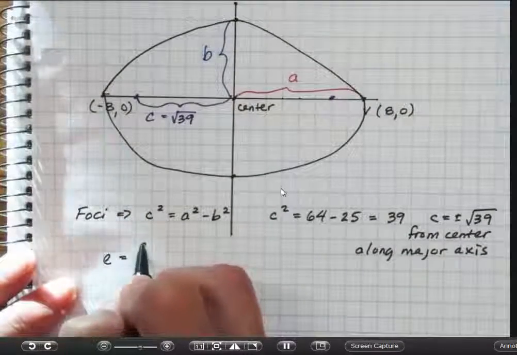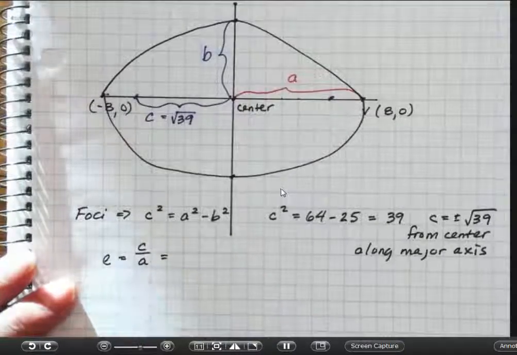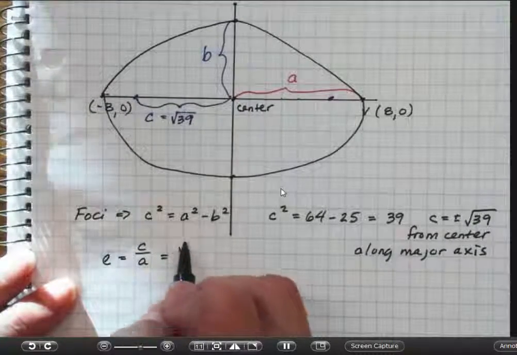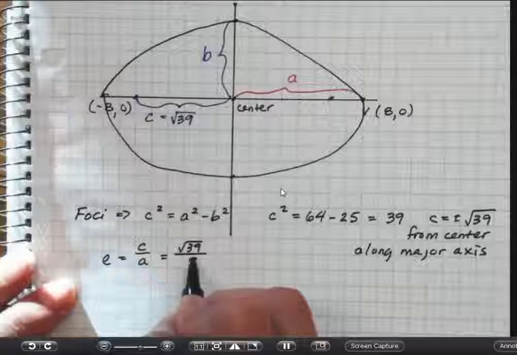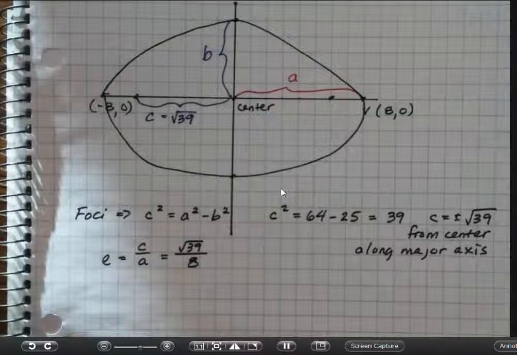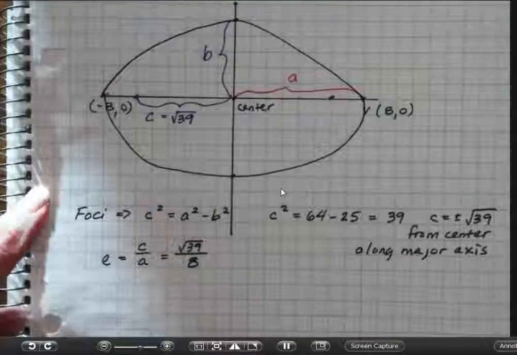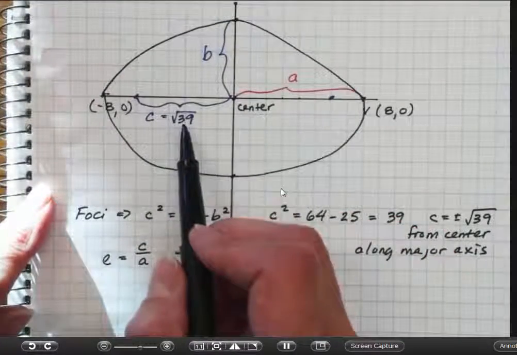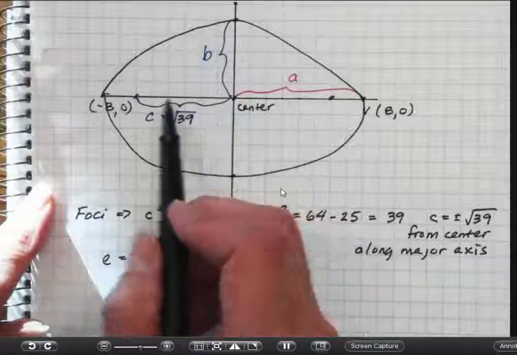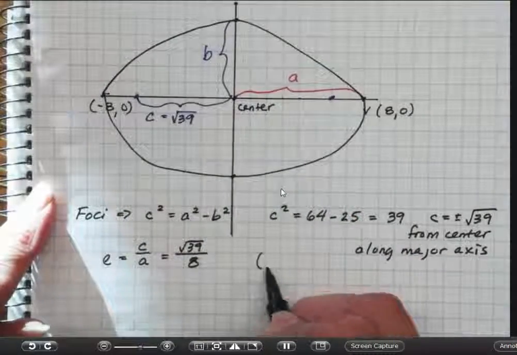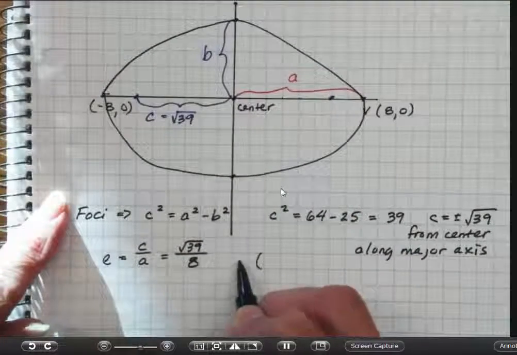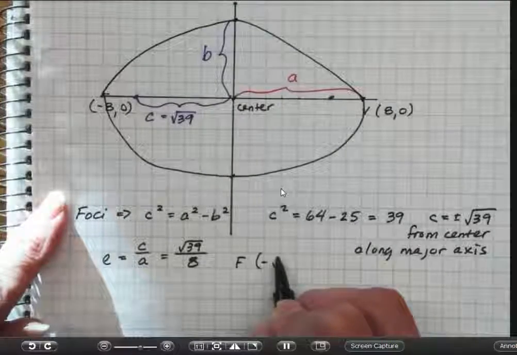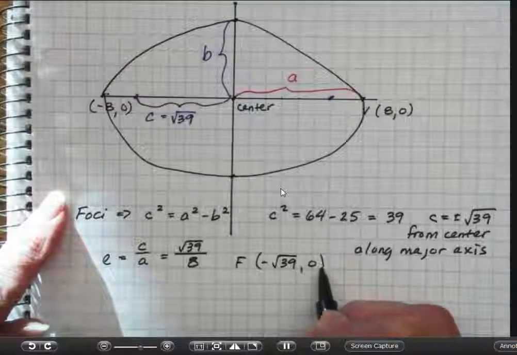And then we are also asked to find our eccentricity, and that's equal to c over a. c is the square root of 39, and a is 8. And then I should also give you the coordinates of the foci. So from the center, we're going to be going plus or minus the square root of 39 along the x direction. So my coordinates for the foci are going to be negative square root of 39, 0, and positive square root of 39, 0.